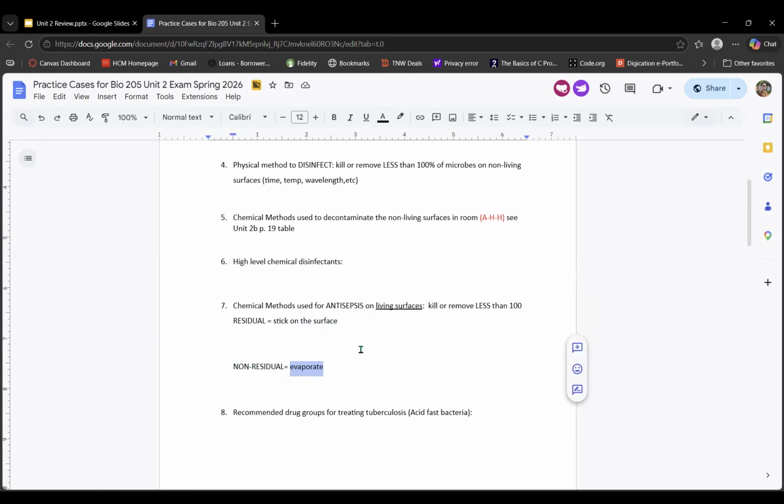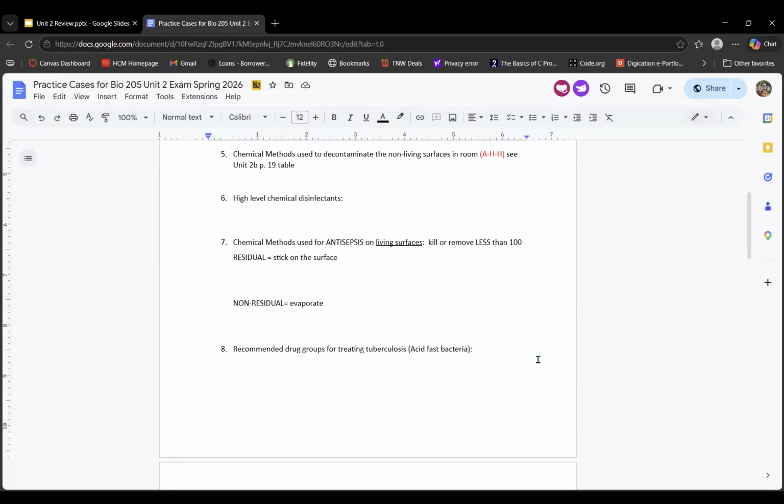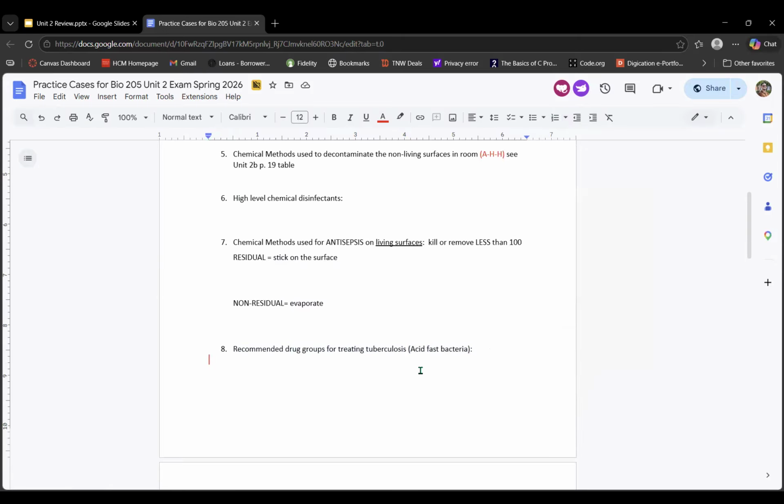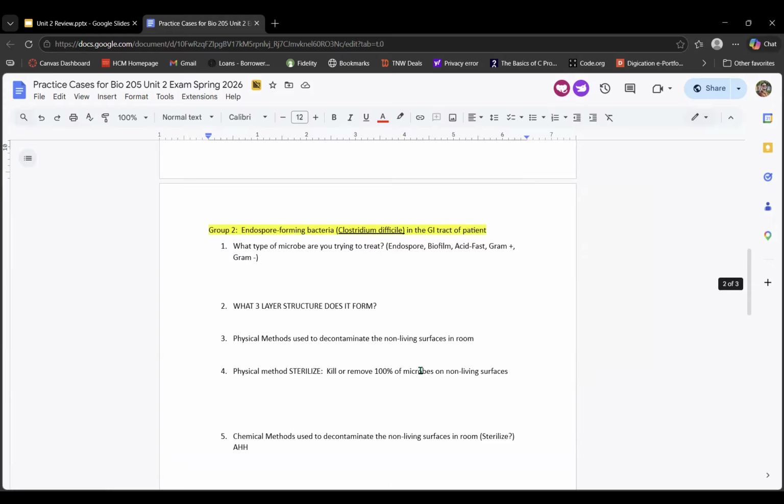I have seen some questions that ask specifically, hey, you want to leave a residual chemical on this surface, what chemical should you use? And then the last question is, what drugs are you going to use to treat tuberculosis or this acid-fast bacteria? Write your one or two here. And then you'll just go through and answer all of these.